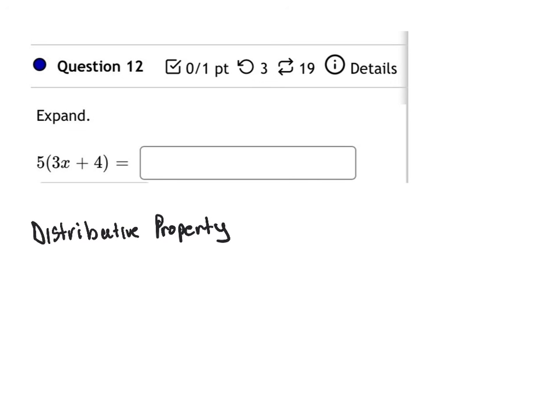This is distributive property. We're going to multiply the 5 throughout everything in the parentheses. So 5 times 3x gives us 15x, and 5 times 4 gives us plus 20. So that is 15x plus 20.